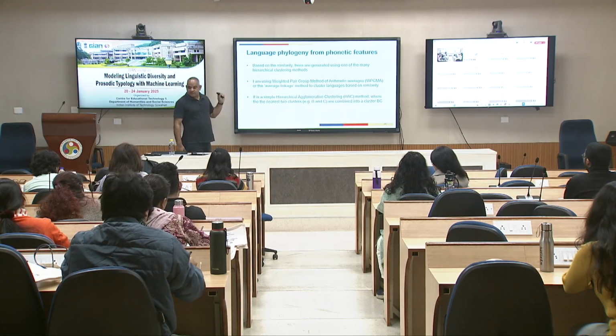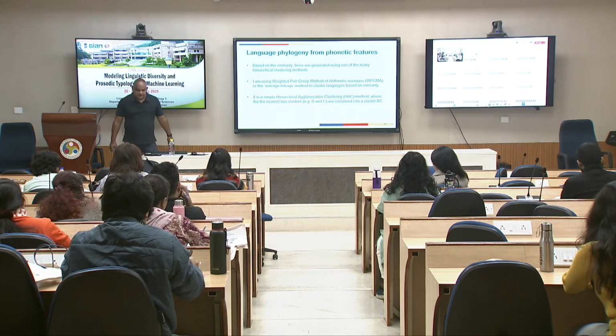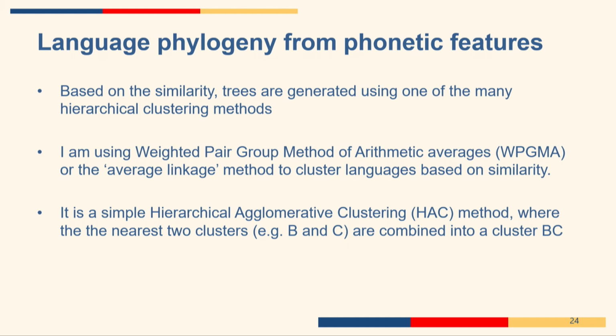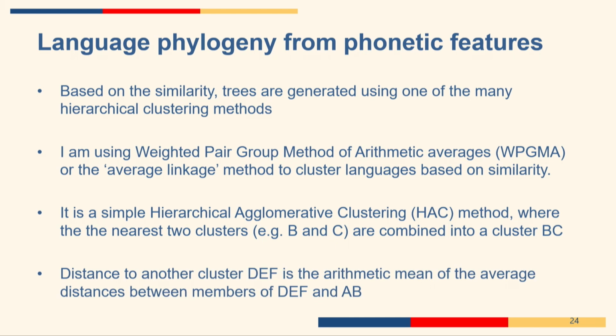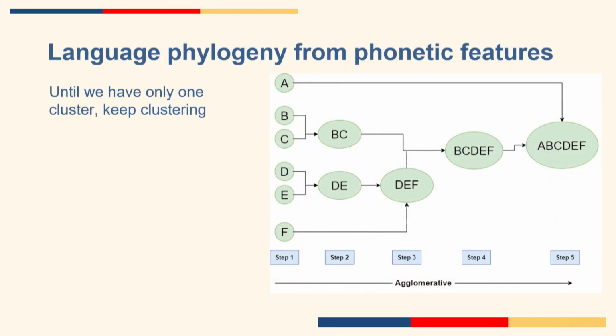This WPGMA is basically a hierarchical agglomerative clustering method, where the nearest two clusters which have the closest correspondences are combined into a new cluster, let's say B and C are combined into a cluster BC. Then we look for another cluster which may correspond most closely with this BC cluster, by looking at the average of the B and C clusters. If you don't understand this, don't worry about it now, because we'll have some examples of how to arrive at that on day 3, probably in the second half.